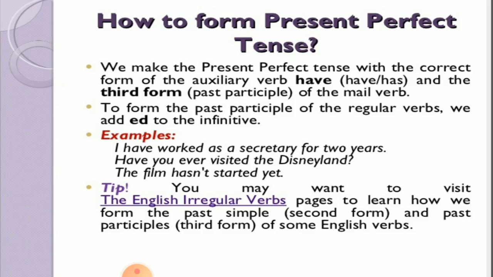To form the past participle of regular verbs, we add ed to the infinitive. Example: I have worked. So work is the base form of the verb, but when we add ed, it becomes the past participle form. I have worked as a secretary for 2 years. Children, in short form, you can remember the rule like this: has/have plus V3 form. If you don't remember V3, then you can remember past participle form.